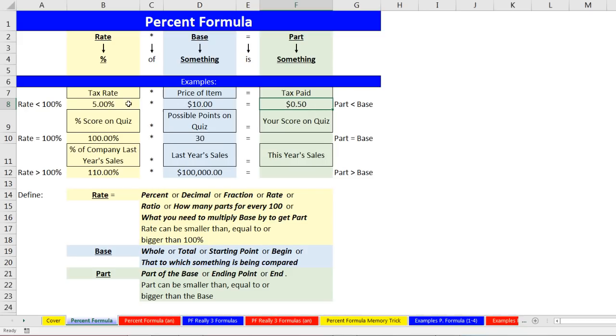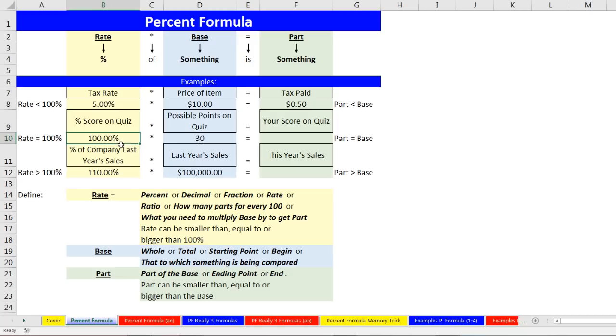Now for this example, notice that the rate is less than 100%, and the part we calculated, that part is less than the actual base. Part less than base. Our second example, we are given your percentage score on the quiz.